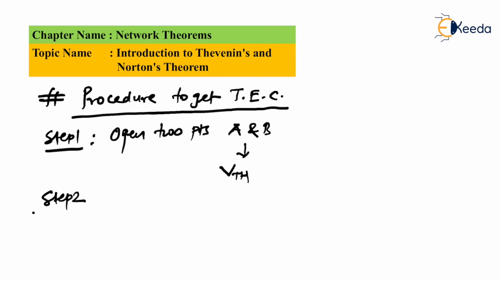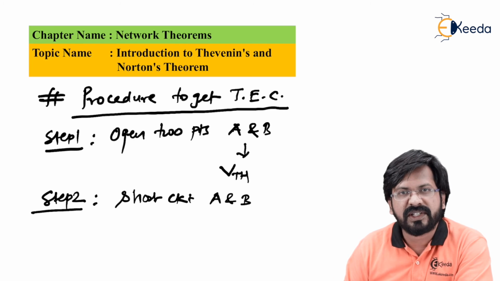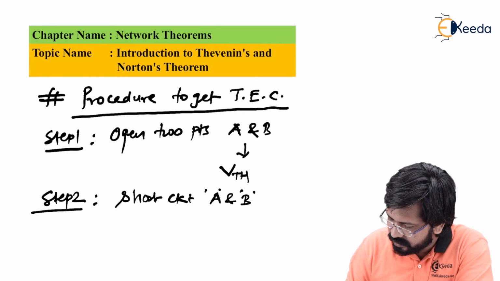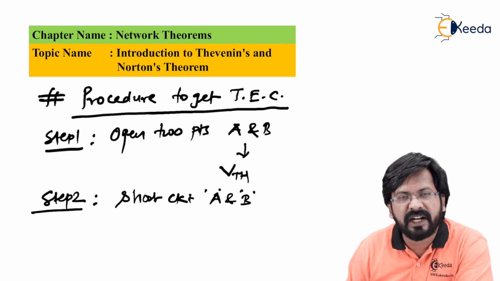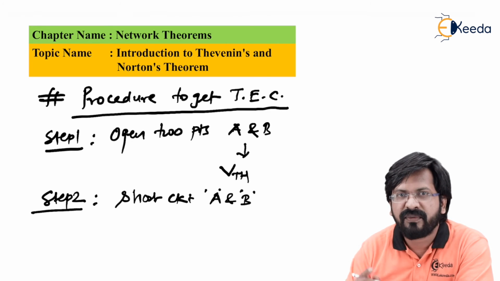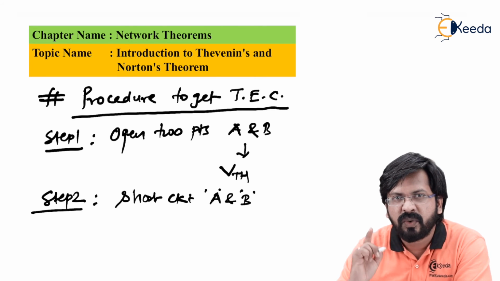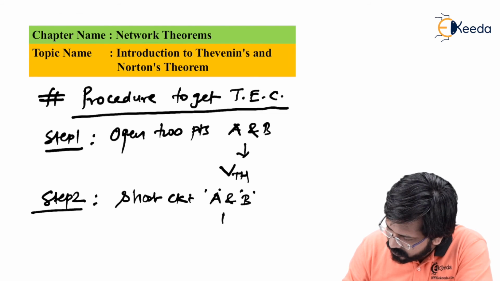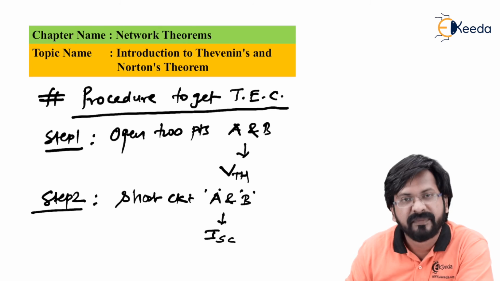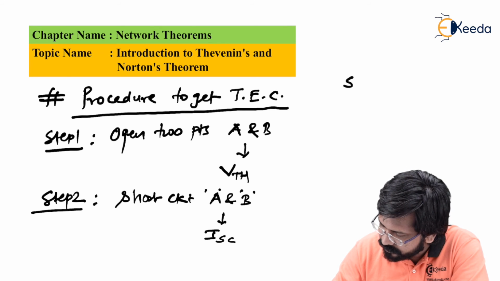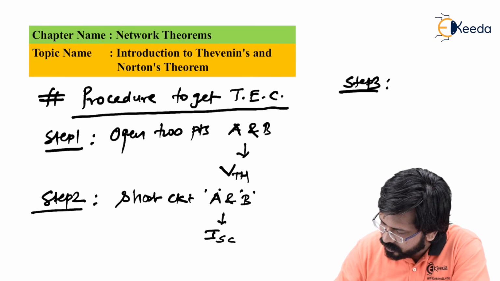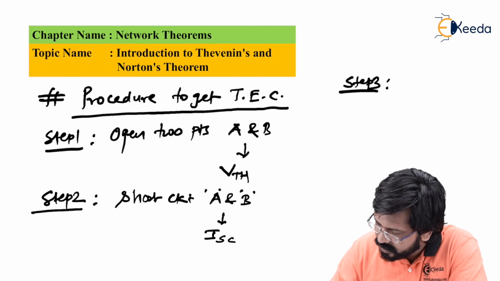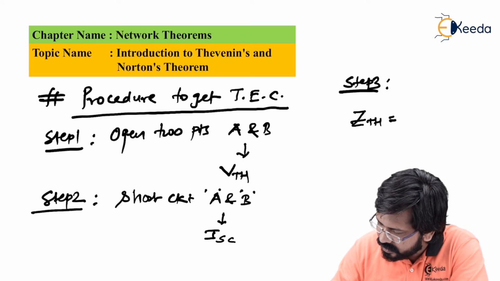Step number 2. What we do is we short circuit these 2 points, that is A and B. Once A and B are short circuited, you have to find the current flowing from terminal A to B. I repeat, you have to find the current flowing from terminal A to terminal B. That current is referred to as ISC. Then in step 3, once VTH and ISC are obtained, you calculate ZTH, and ZTH is nothing but VTH upon ISC.